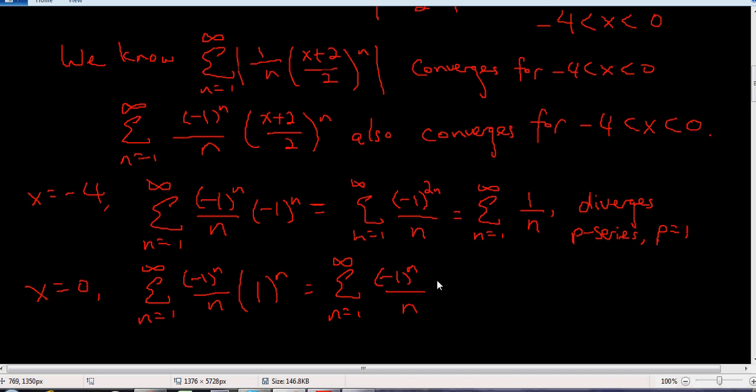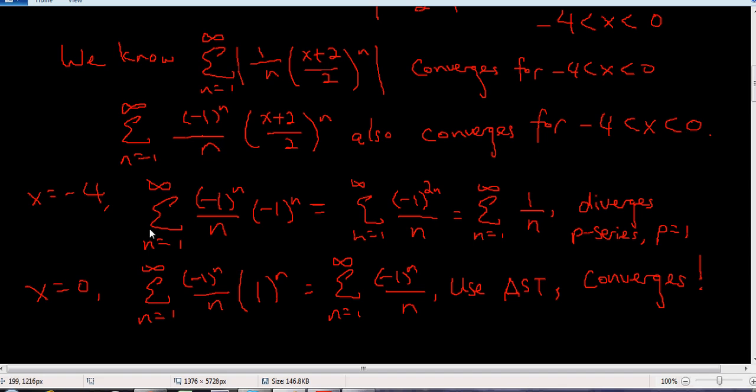So, what do we know about this series? Well, it converges. You can apply the alternating series test, AST. The signs of my terms will alternate, we know it's decreasing, and we know 1 over n will go to 0 as n goes to infinity. So it converges. So that's kind of wacky. You know how in our original series we had divided by n? Well, this division by n actually helped it converge at x equals 0.